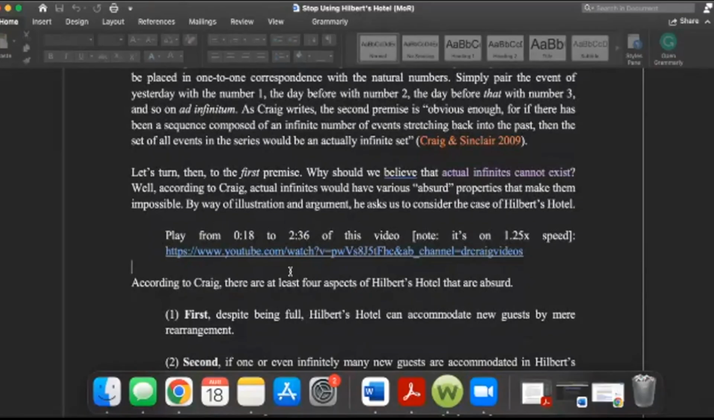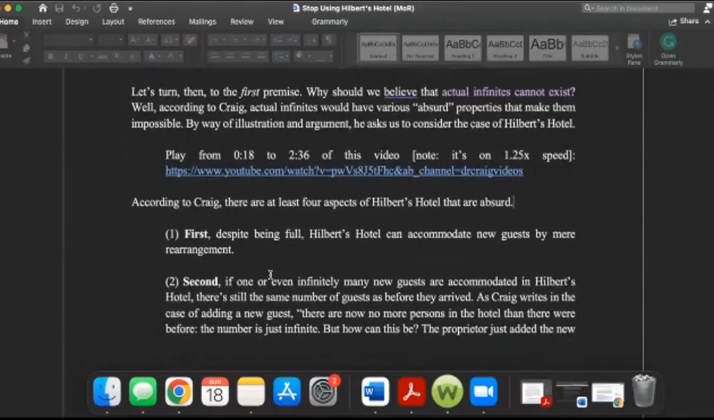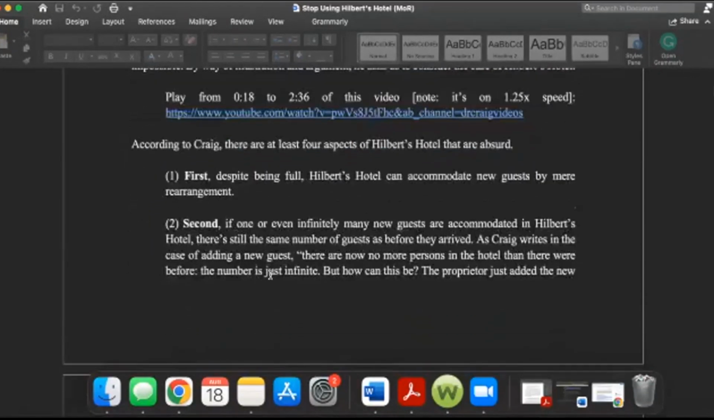So Nate, that's a thought experiment that Craig likes to use as an illustration of the allegedly absurd aspects of actually infinite collections. And in Craig's published work, he identifies, or at least claims to identify, at least 4 aspects of Hilbert's Hotel that are absurd. And you got a glimpse into at least 2 of these in the video that I just provided. So first, despite being full, right, Hilbert's Hotel can accommodate new guests by mere rearrangement. That's the first allegedly absurd aspect of Hilbert's Hotel.